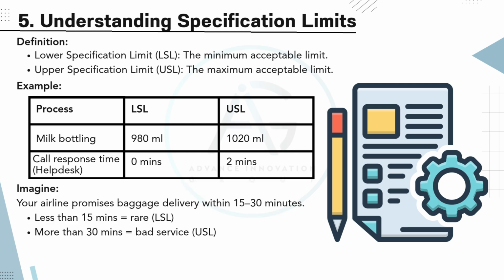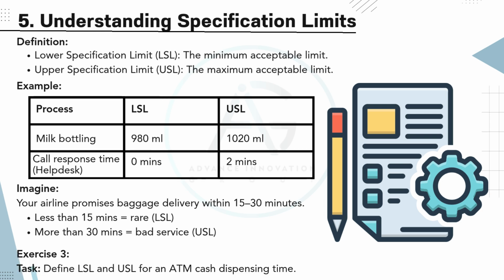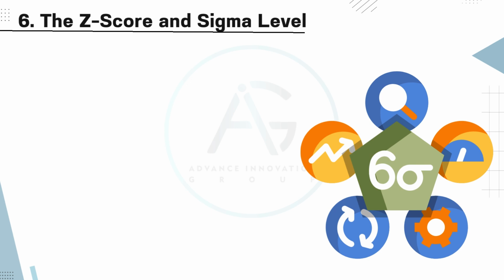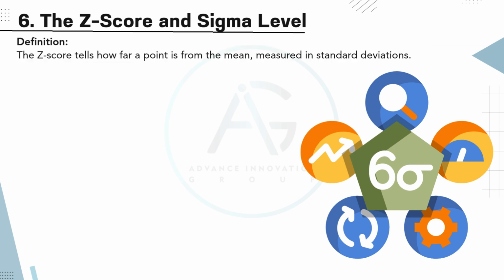Imagine your airline promises baggage delivery within 15 to 30 minutes. Less than 15 minutes equals rare, LSL. More than 30 minutes equals bad service, USL. Exercise 3. Task: define LSL and USL for an ATM cash dispensing time. 6. The Z-score and sigma level. Definition. The Z-score tells how far a point is from the mean, measured in standard deviations.